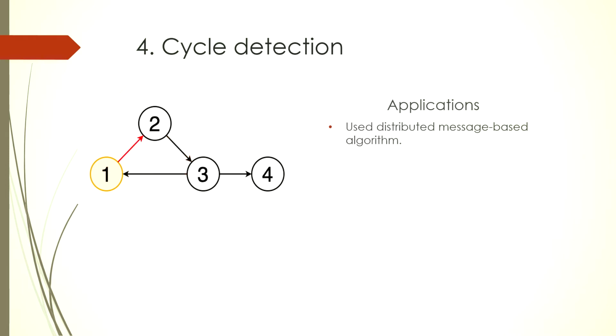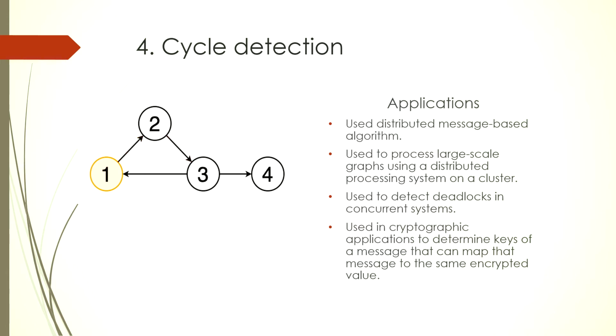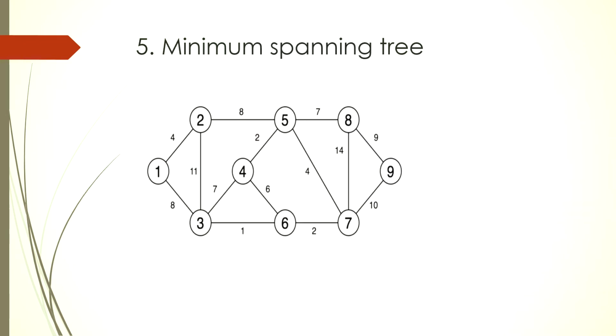Applications: a distributed message-based algorithm used to process large-scale graphs using a distributed processing system on a cluster. Used to detect deadlocks in a concurrent system. Used in cryptographic applications to find keys of a message that can map that message to the same encrypted value.